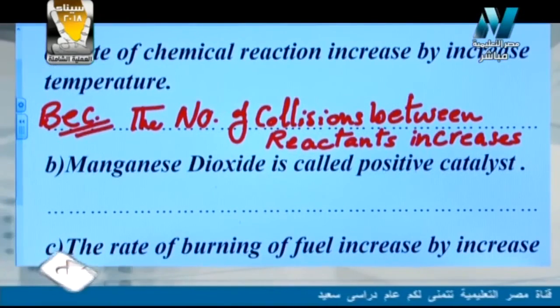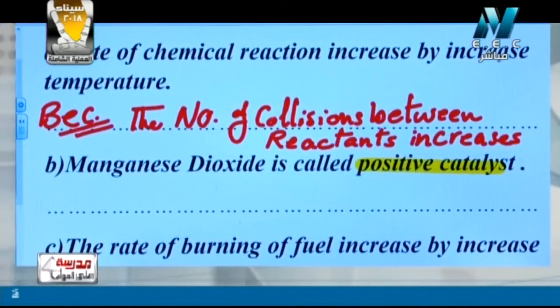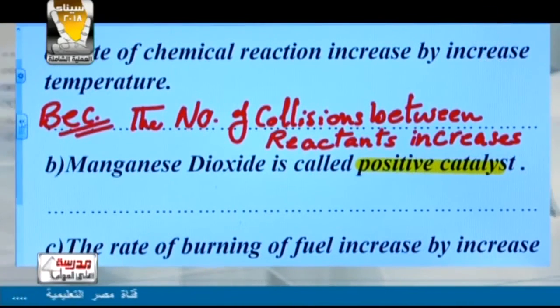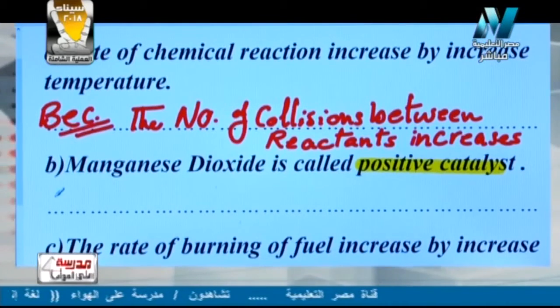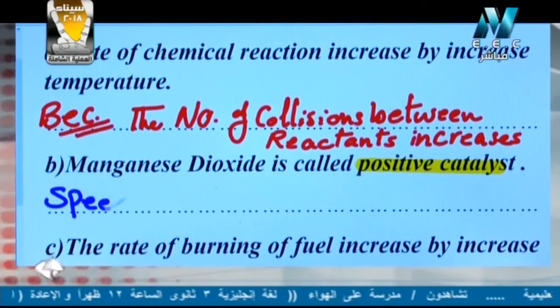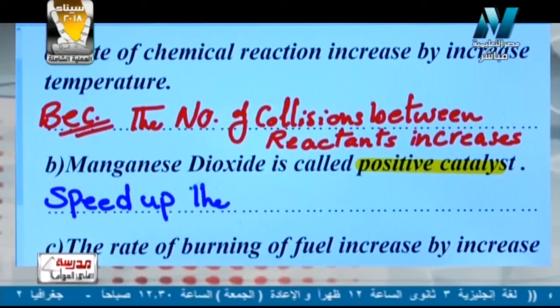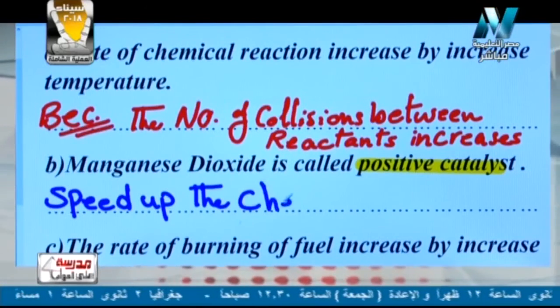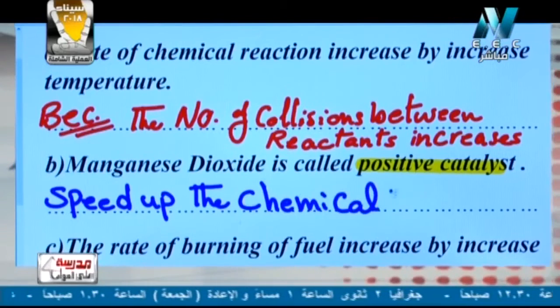Okay. Number two, manganese dioxide is called a positive catalyst. Be careful here, we answer according to positive catalyst. We have to pick the answer from the question. Manganese dioxide is called a positive catalyst. I say because it speeds up the chemical reaction, meaning it increases the speed of the chemical reaction. Okay.